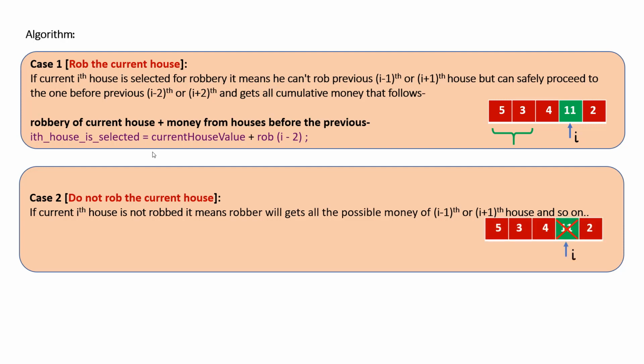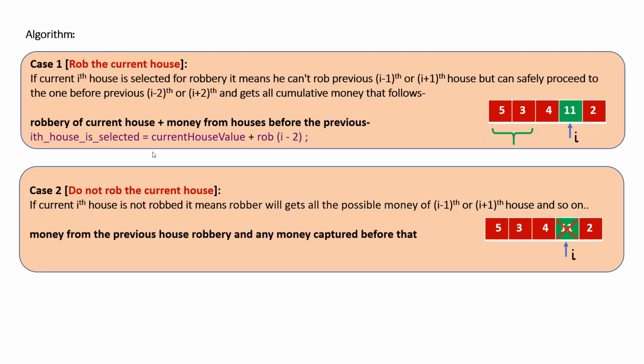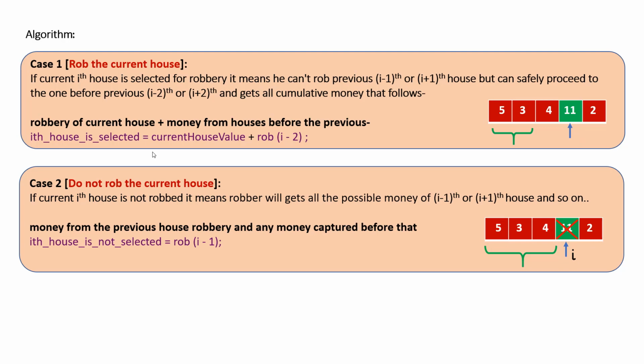So suppose in this array, the robber decided not to choose the current ith house. So he is eligible to get the maximum money which he has got from the previous houses, the money from the previous house robbery and the money captured before that. It can be represented in terms of an equation, something like this. Ith house not selected equals rob of I minus 1. It means rob is a kind of function, and you can get all the money from the houses till I minus 1. What is the maximum amount we have robbed so far till I minus 1? You can take that.